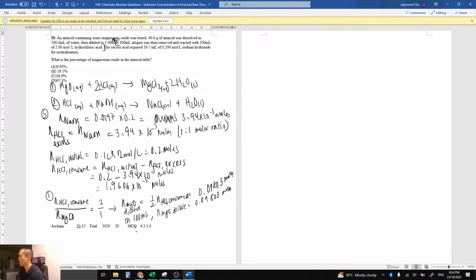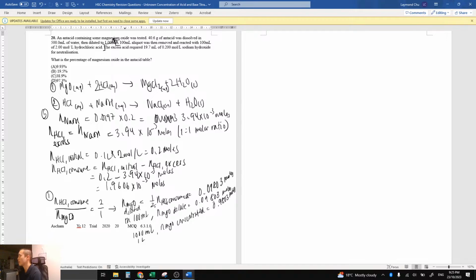So if I had 1000 mL, which is 1 liter, how many moles of this do I have? Well, it's simple. If I have 100 mL of this particular number of moles, then I would have 10 times that. The concentration is going to stay the same, but the number of moles is going to be 10 times. So that's going to be 0.9803 moles, which is our initial diluted amount.